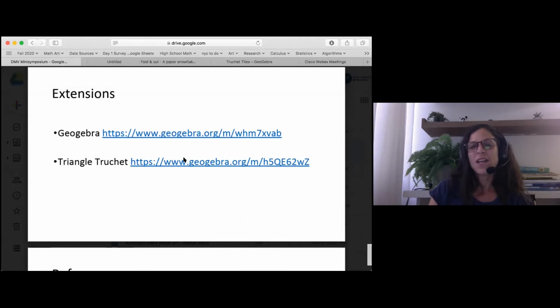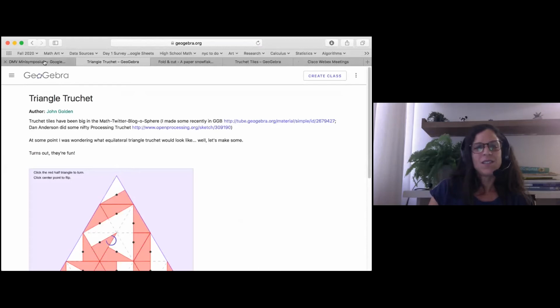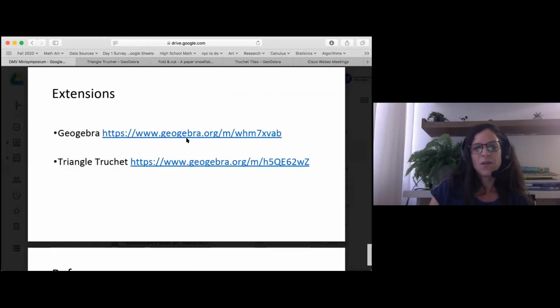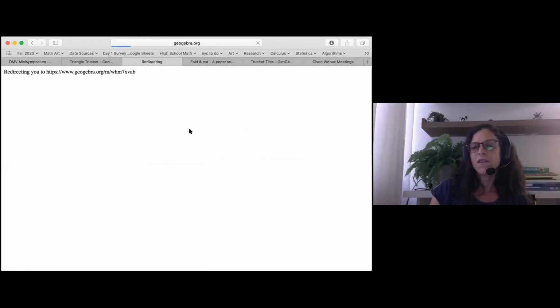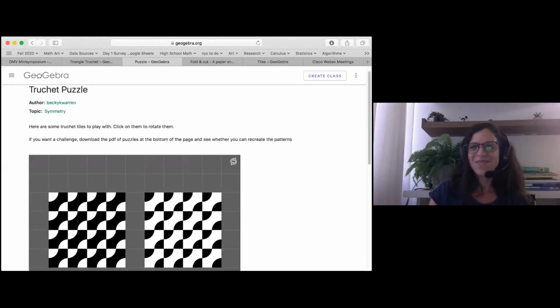And then there are extensions on Truchet tilings going to triangles, which I think is cool to see. And then also using curves instead of the diagonals. So lots of fun stuff that you can play with.